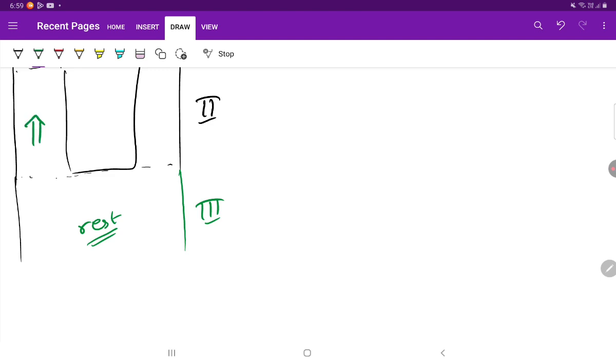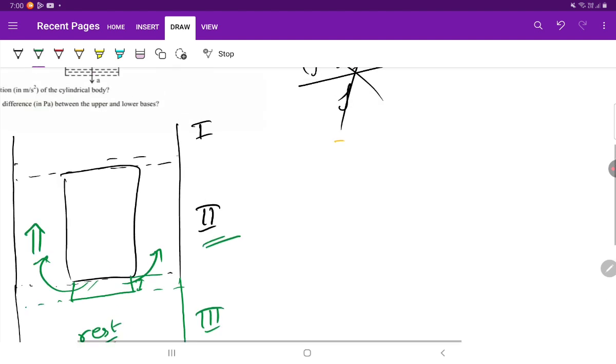I will explain. Region 2 will accelerate because of the equation of continuity. When the body has gone down by some distance x, this amount of water will flow outwards. That is why region 2 will have some definite acceleration, whereas region 1 will also be at rest.